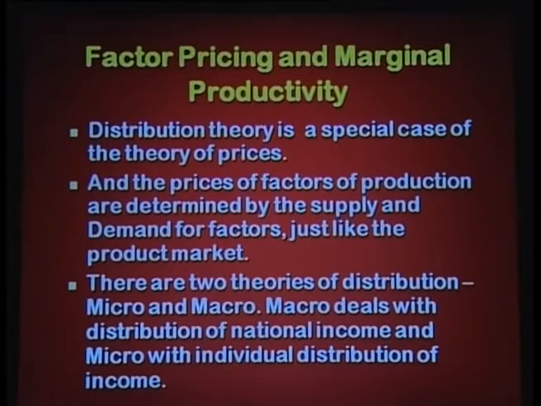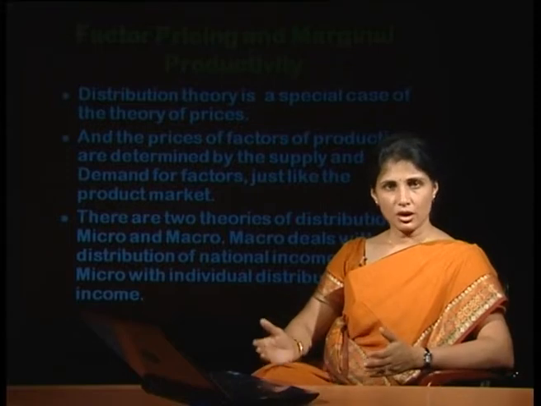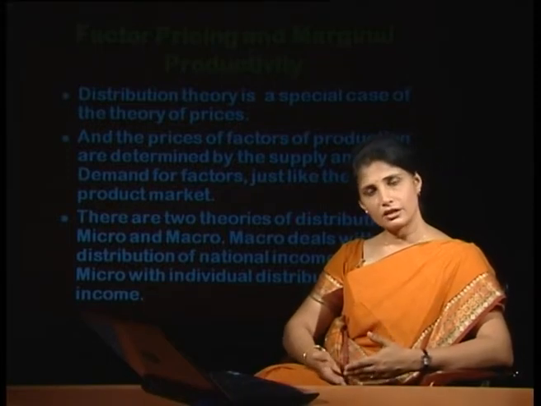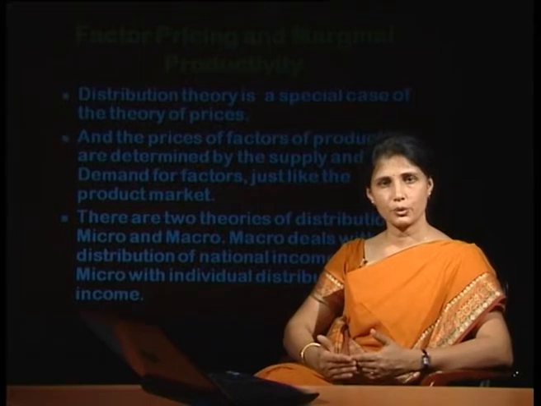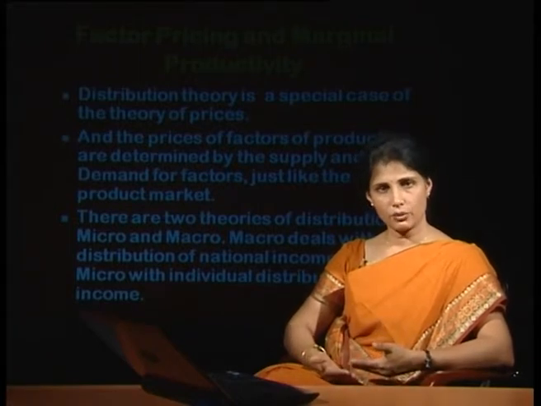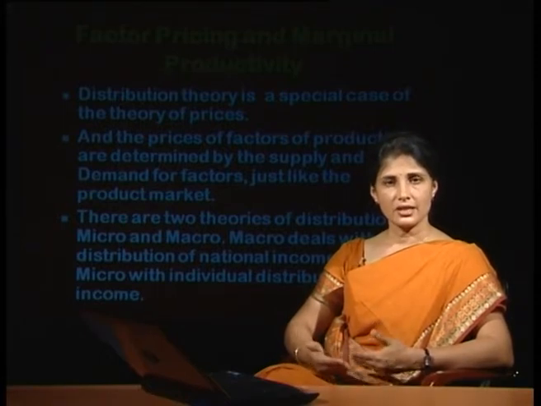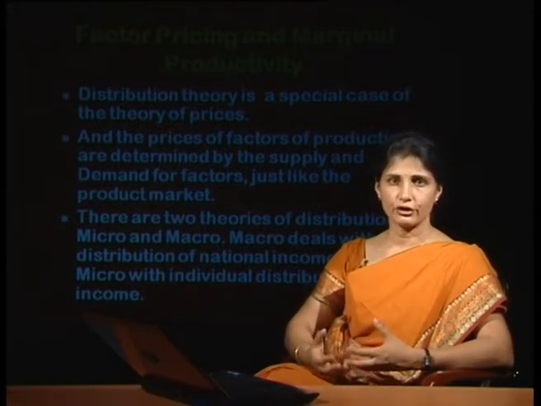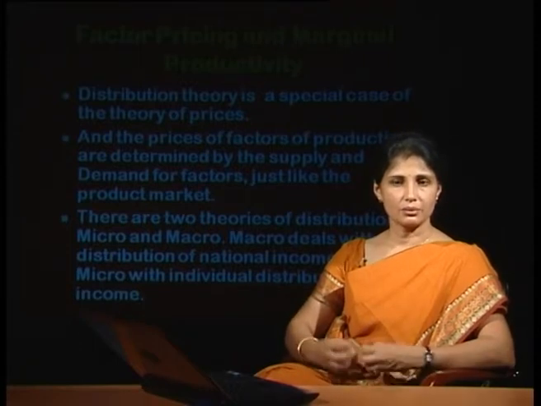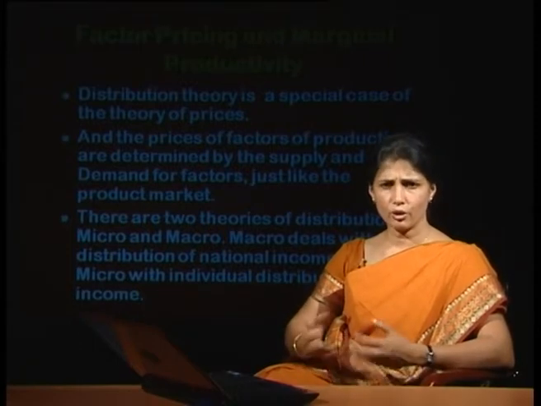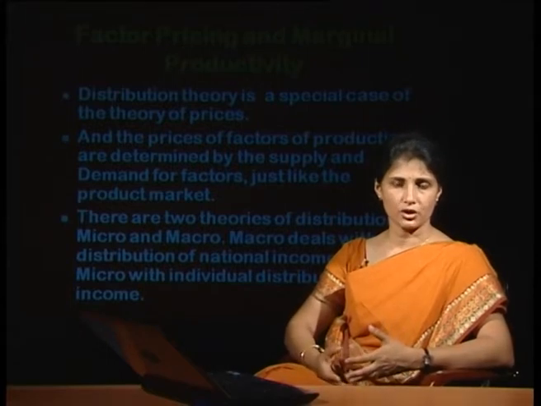There are 2 theories of distribution, micro and macro. Macro deals with the distribution of national income and micro with the individual distribution of income. There is a product market, and supply and demand forces determine the price of the product in this product market. Similarly, but related to this, there is a factor market, and the supply and demand forces of the factors determine the price of that particular factor or whatever factors are there in the process of production.